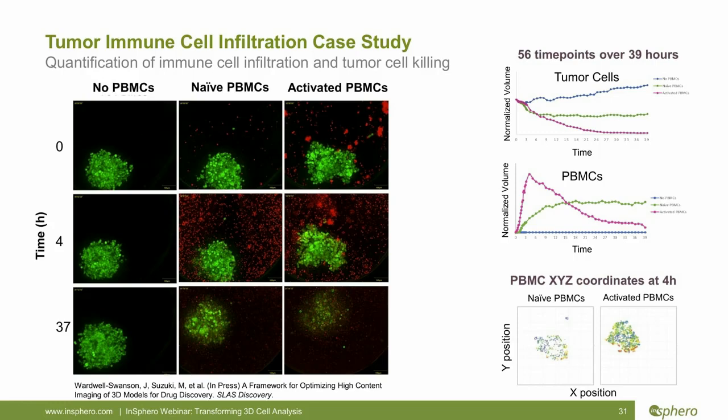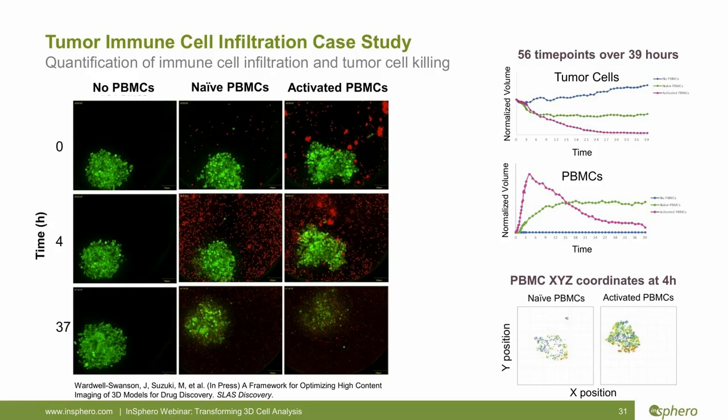And lastly, each immune cell was annotated with X, Y, and Z coordinates, which allows us to determine where each immune cell is within the spheroid at any given time. The X and Y axes in the centroid maps on the bottom of the slide correspond to the X and Y position of each immune cell within the spheroid volume. The color coding, however, corresponds to their relative Z position within the spheroid.